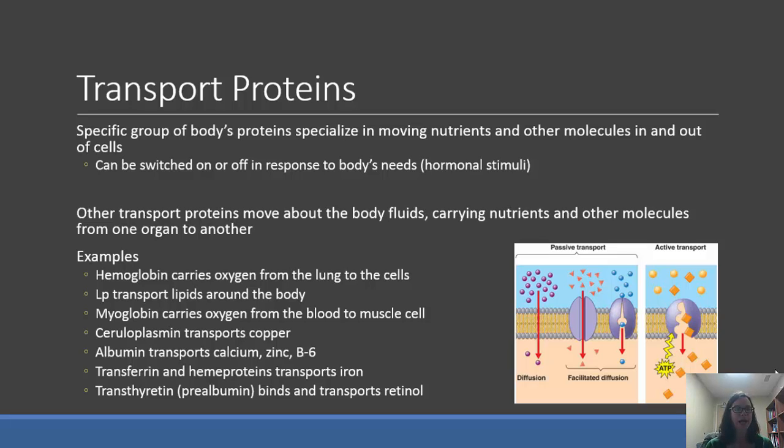Some other proteins that we can consider as transport proteins would be albumin, which transports calcium and zinc and B6. And a couple of other examples are noted here too.